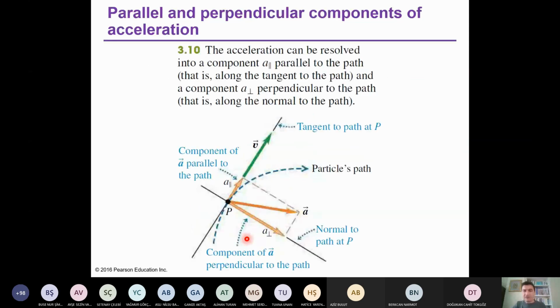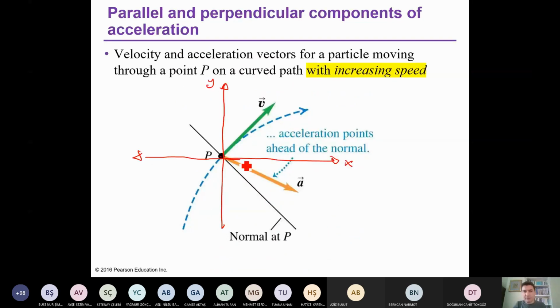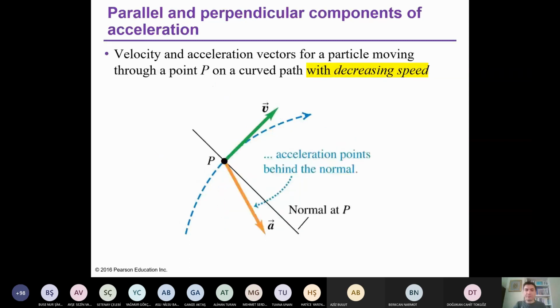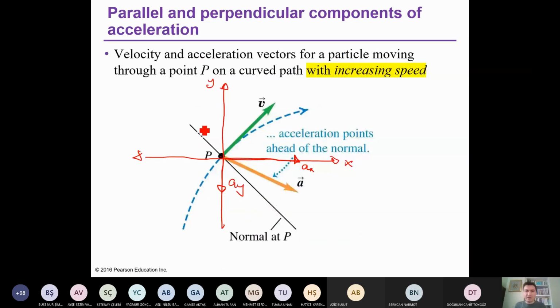So let's consider this situation. Here we have an acceleration. Let's consider this is the x-axis and this is the y-axis. And then you can calculate the x component and y component of this acceleration vector, right? So you can do it here, or you can also choose another coordinate axis like this.